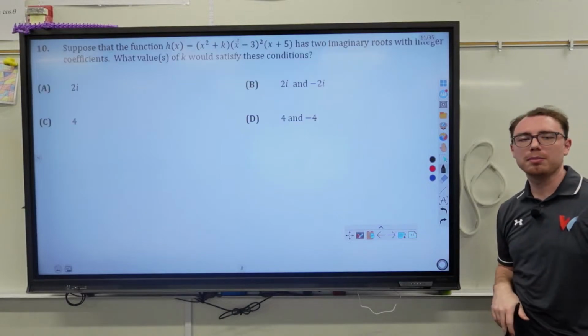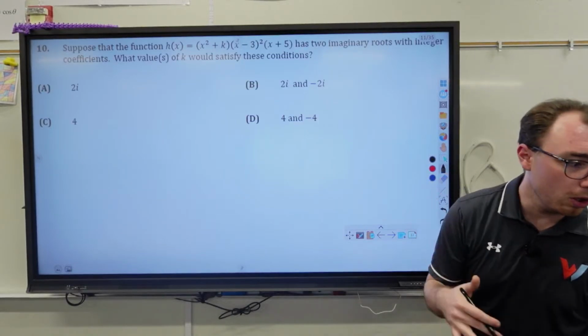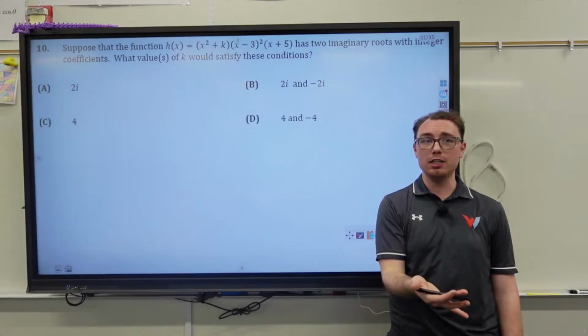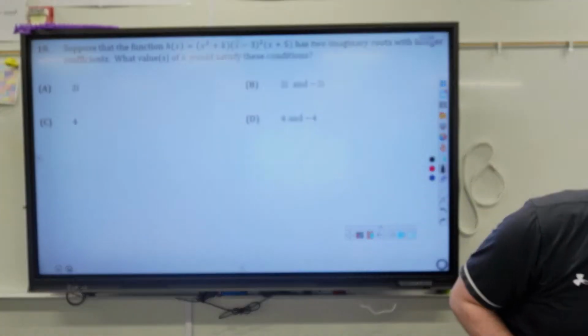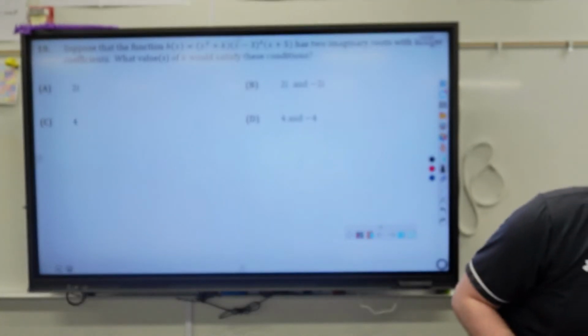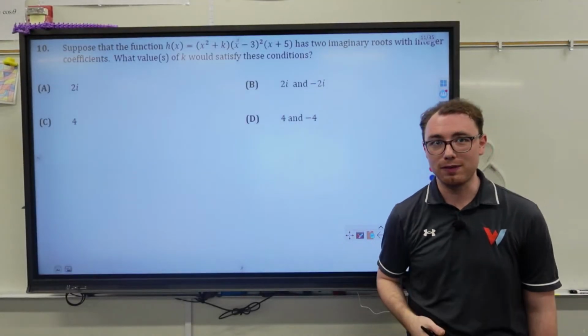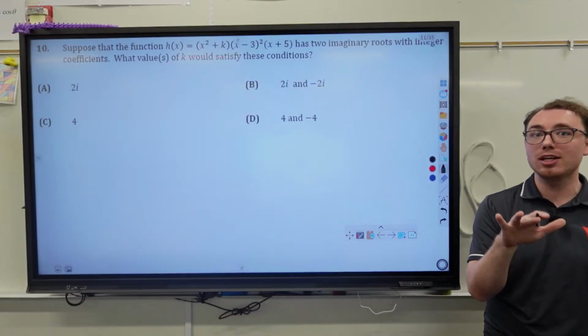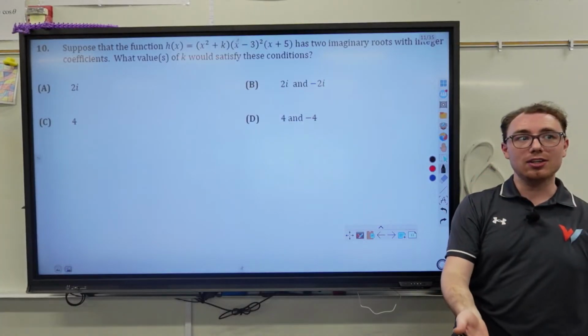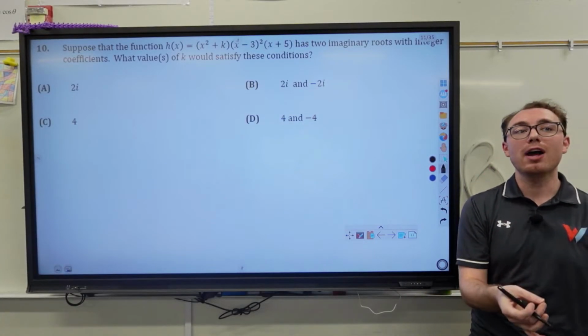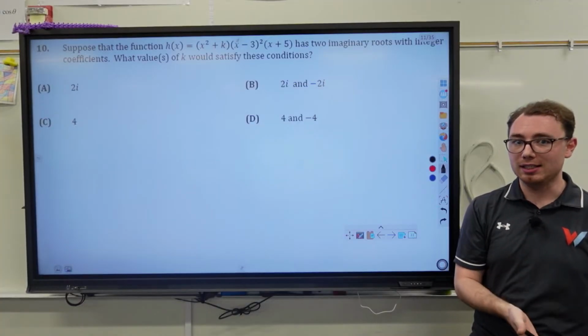We're going to move on to problem 10 now. For problem 10, suppose that the function h of x is equal to x squared plus k times x minus 3 squared times x plus 5 has two imaginary roots with integer coefficients. What values of k would satisfy these conditions?